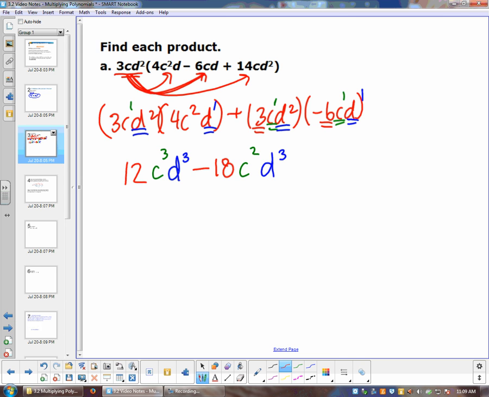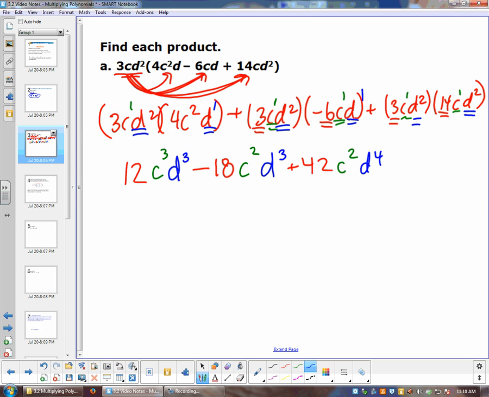For our last part here, again, I'm going to distribute to this outer term here. So plus 3cd squared multiplied by 14cd to the second. So 3 times 14 is going to be positive 42. If I look at my c terms, c to the first and c to the first is c to the second. And then I'll end up with d squared and d squared. If I multiply those, that becomes d to the fourth.